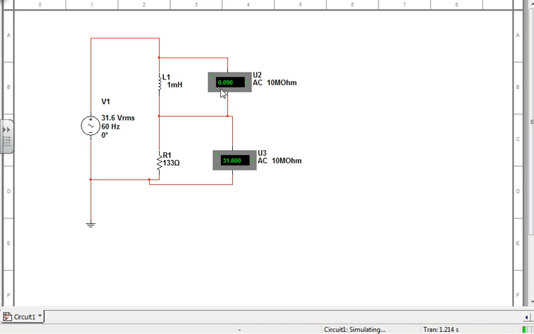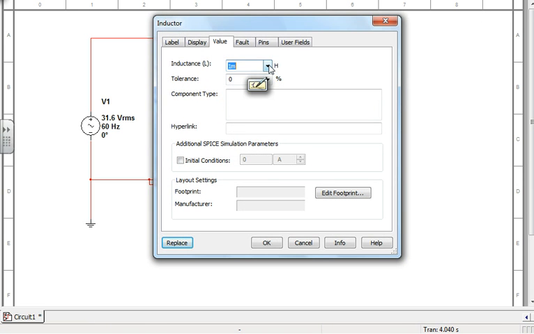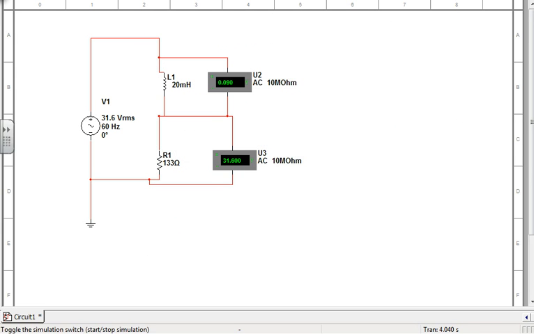But now we have 0.09 here, and we have 31 there. We want 10 and 30, right? So this guy, we want to make him more. How much more do you want? Twice that. Yeah, how about 20 times? Because that's what I got.